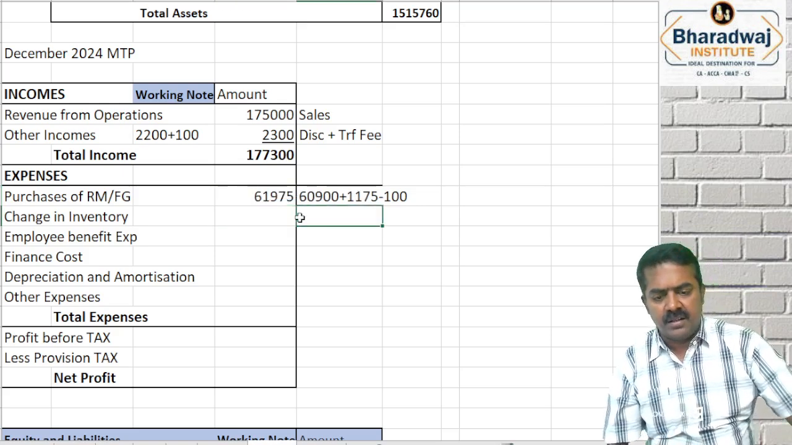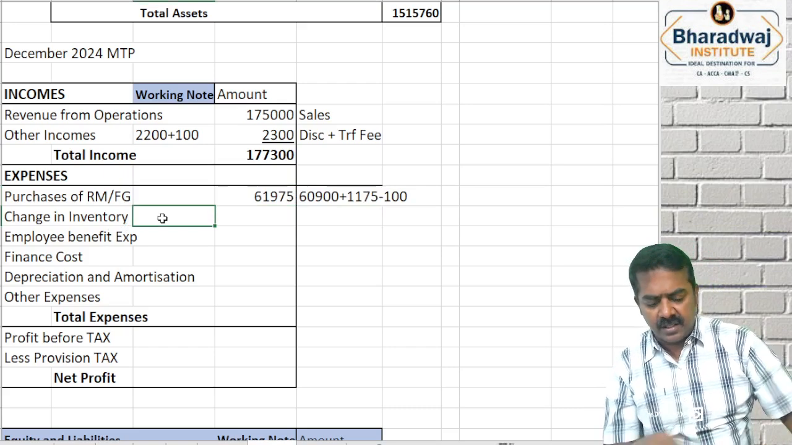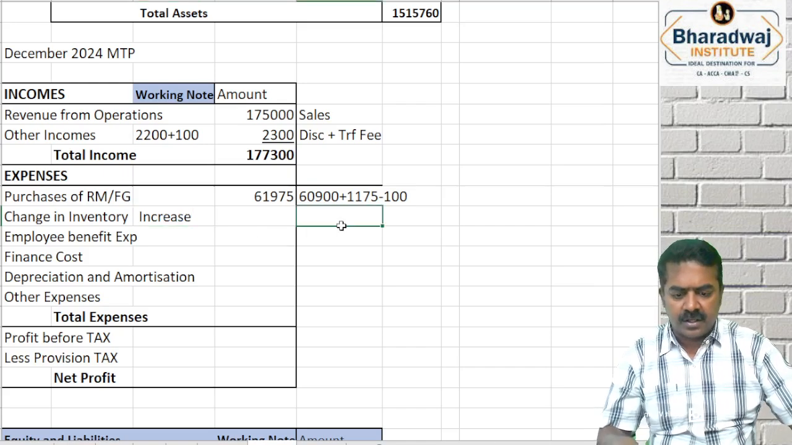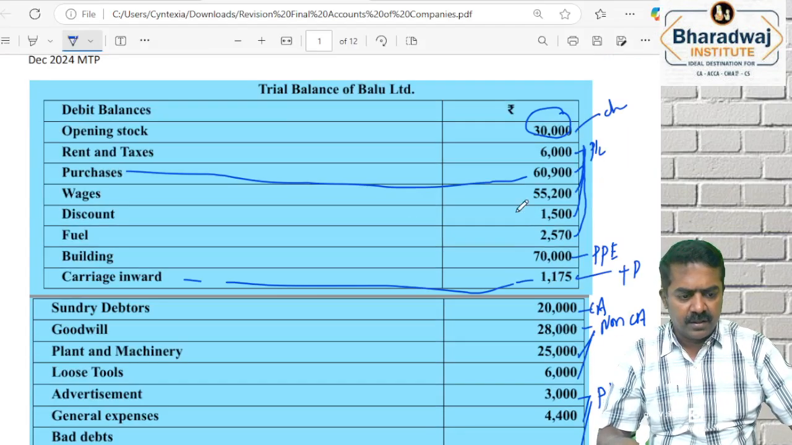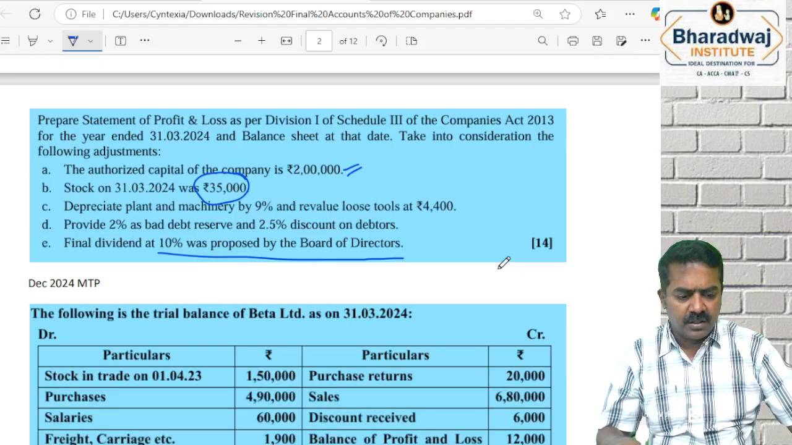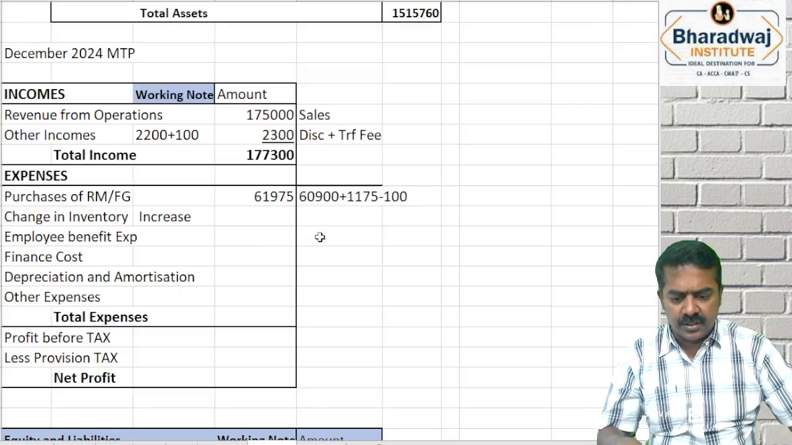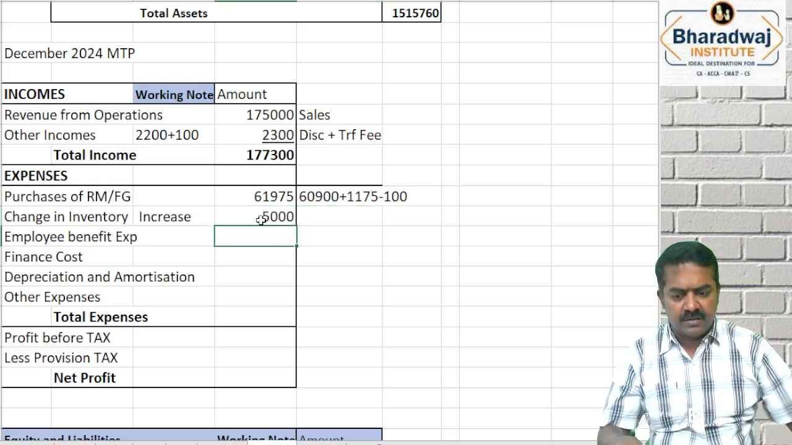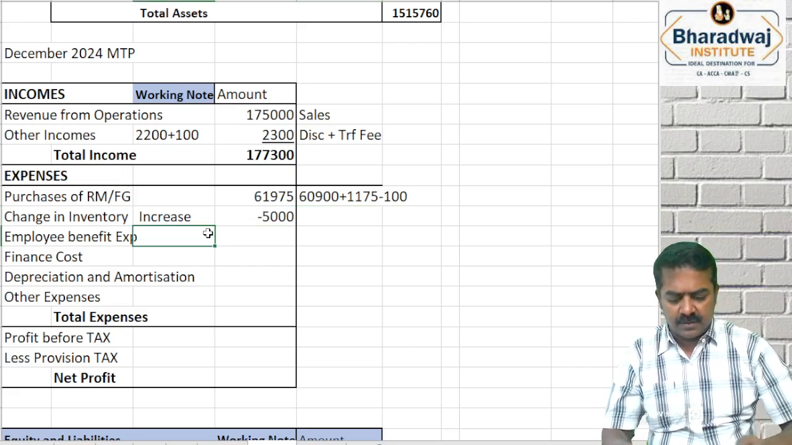Change in inventory is actually an increase in inventory. Opening stock to closing stock increased. Opening stock is 30,000, closing stock is 35,000. Increase in inventory, minus 5,000.